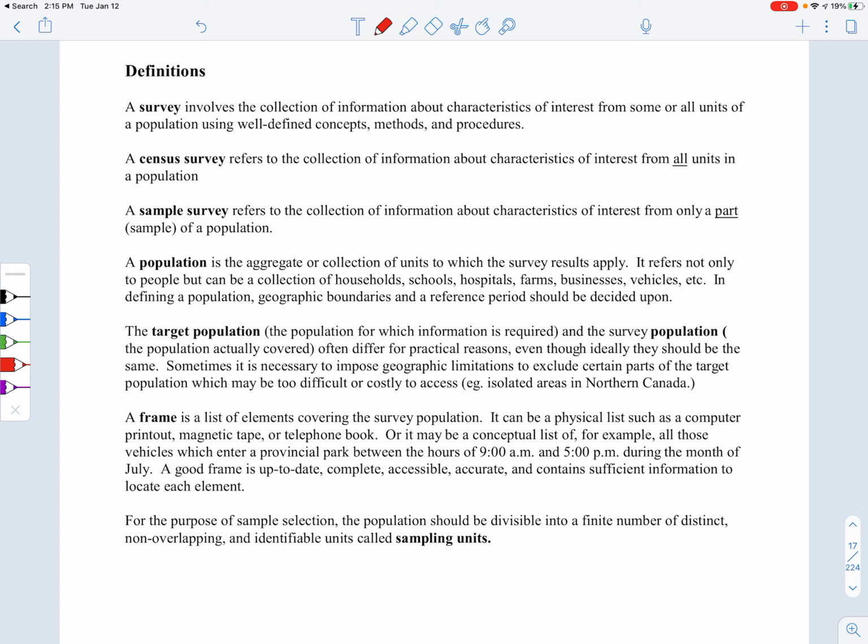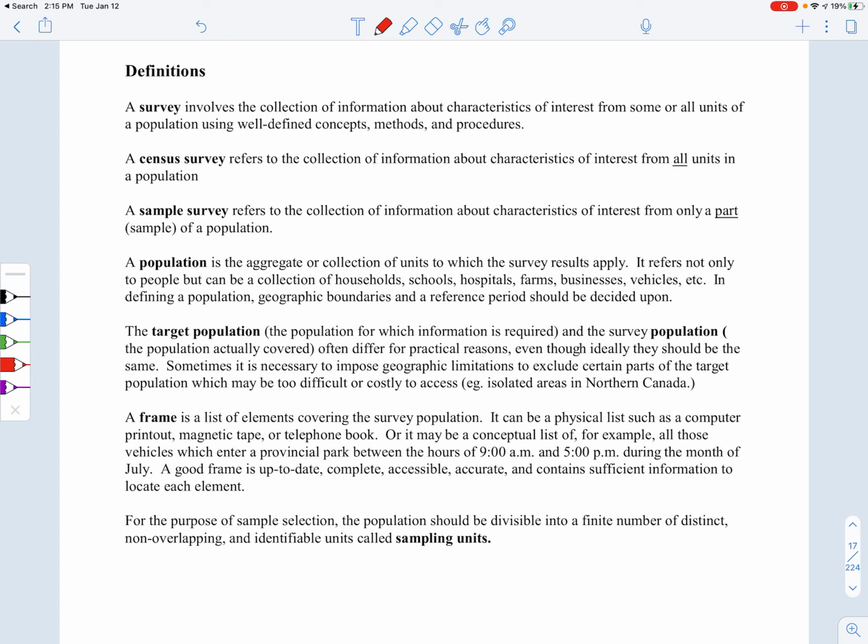Now, as we'll see later on down here, a population doesn't necessarily have to mean everybody in Canada. So we'll get back to that one. A sample survey refers to a collection of information about characteristics based on only a part of the population. So if we're talking about sampling Canadians, we might sample only 1,000 Canadians out of many millions. And yet we can still come up with some good representative results if we've got a good sampling technique.